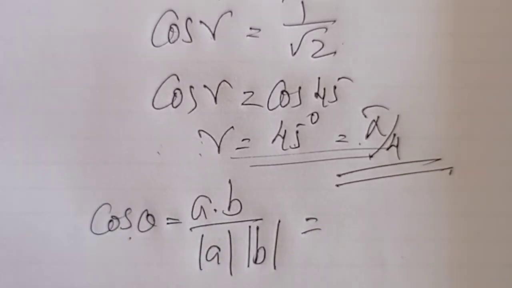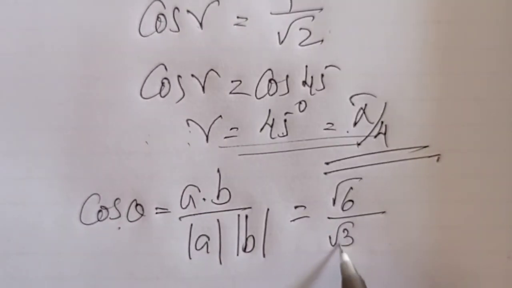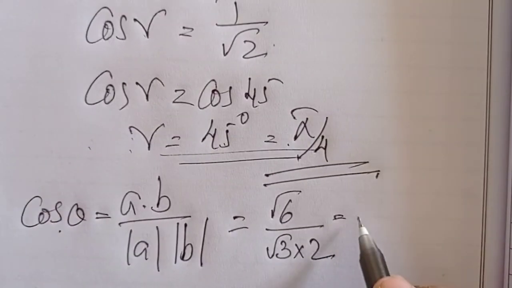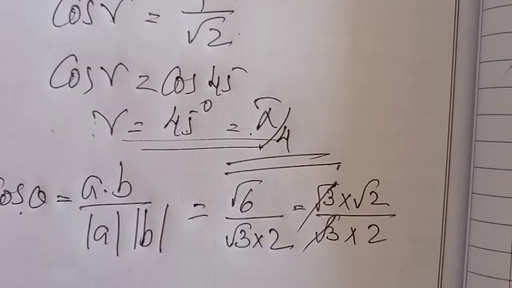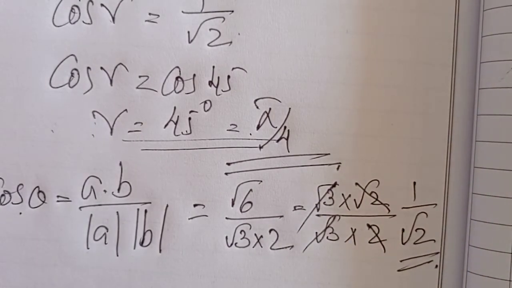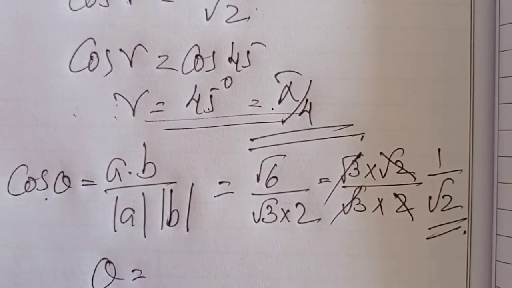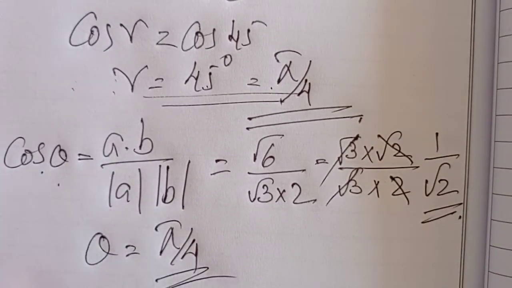That is a simple question. What is A dot B? A dot B is given as root 6. Agree? Root 6 by root 3 into 2. Root 6 we can write as root 3 into root 2, by root 3 into 2. Root 3 cancels, root 2 cancels. 1 by root 2. Therefore theta is such that cos theta is 1 by root 2, which means pi by 4, right? Pi by 4. That option, pi by 4, is correct.